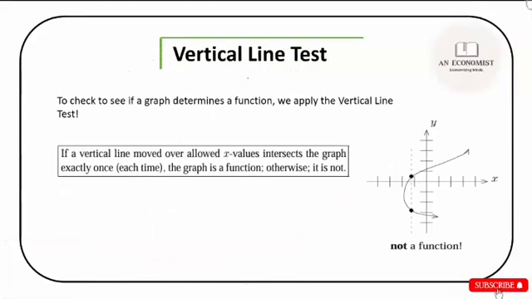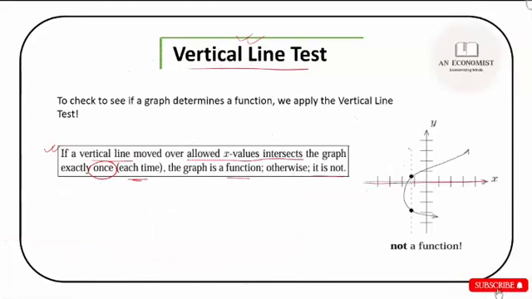Now to summarize everything, we can introduce something called the vertical line test. If I give you any graph, how do you identify whether this graph represents a function or not? To check this, you have the vertical line test. It says that if a vertical line, moved over the allowed x values, intersects the graph exactly once each time, then the graph is a function, otherwise it is not.